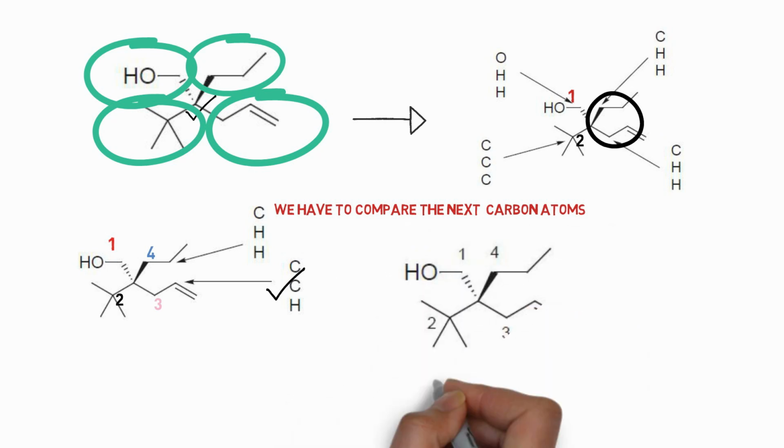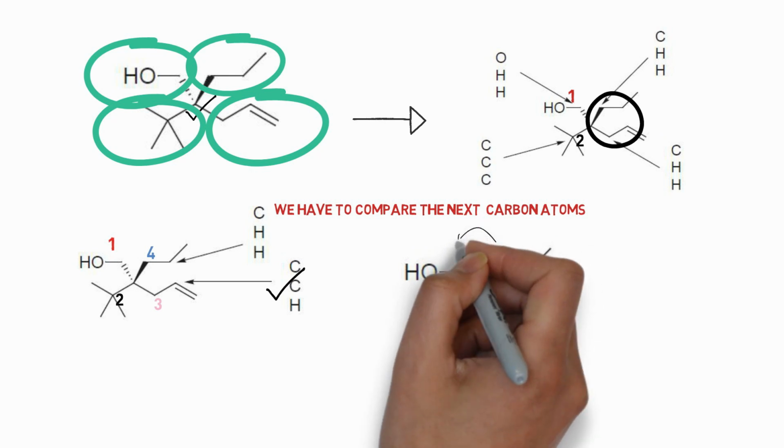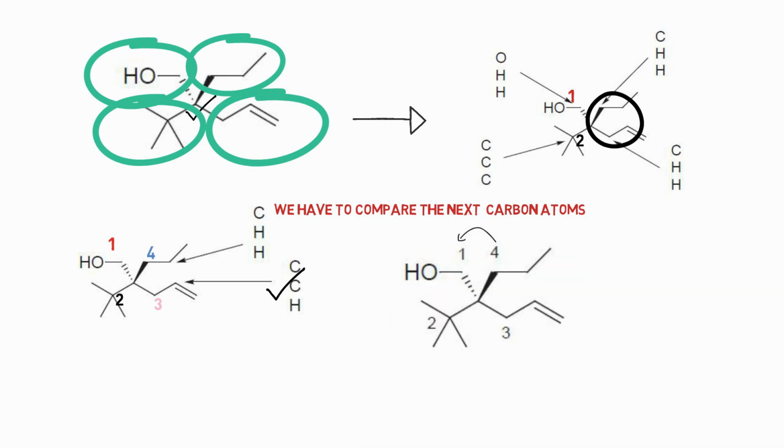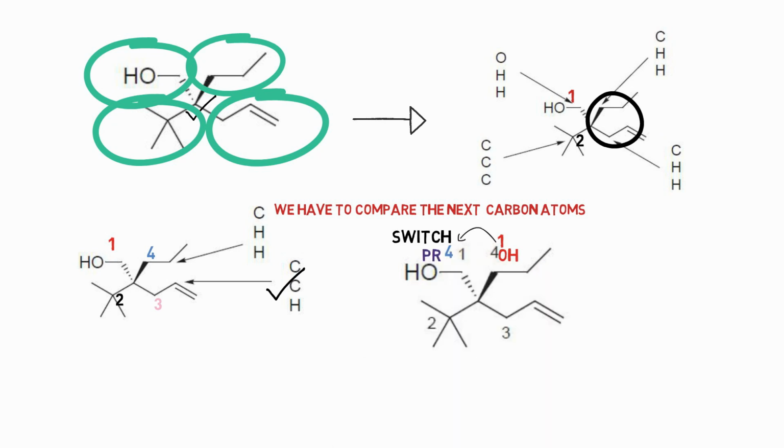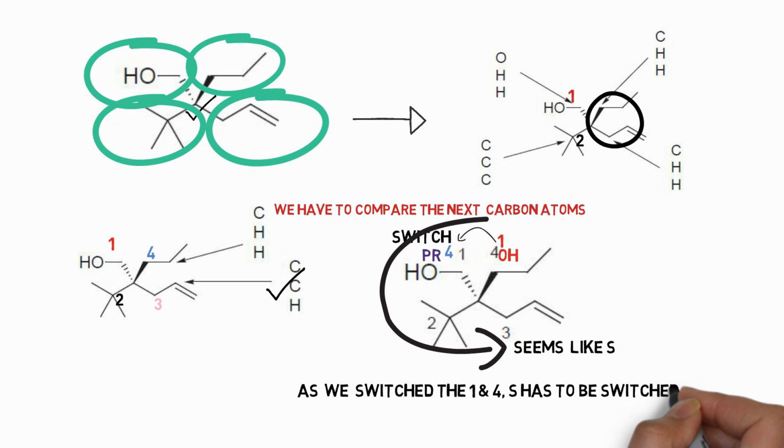Let me draw it again. Now we already know if our number 4 group is not on the dash, we have to switch it with the group that's on the dash. We do it and trace the path around the compound from 1 to 4. The configuration seems S, but remember we have to switch it because we switched between 1 and 4. So our final configuration will be in the opposite direction, that is R.